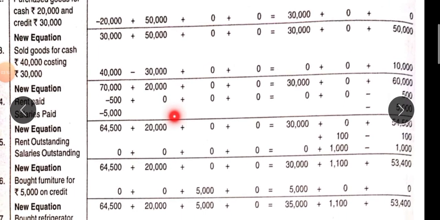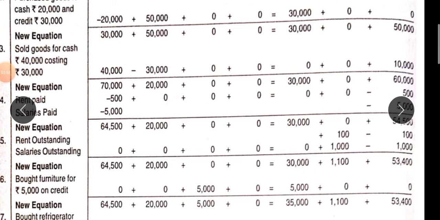Now take the next transaction. Sold goods for cash rupees 40,000 costing 30,000. The value of the stock sold is 30,000 and it was sold for 40,000. So the difference of 10,000 is a gain. It is sold for cash, so the cash will increase by 40,000. The value of stock will decrease by 30,000. So 50 minus 30, the balance is 20,000, and the profit 10,000 will be added to the capital.